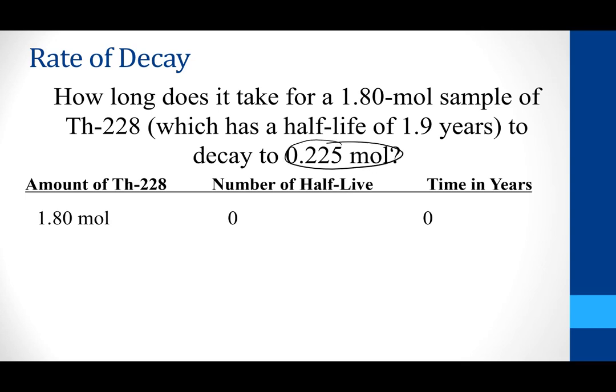0.225 moles. So we're going to let 1 half-life go by. That's going to be 1.9 years. And the definition of a half-life is that this 1.8 moles is going to be cut in half. So 1.8 divided by 2, we get 0.90 moles. Okay. And we just continue this process until we hit our goal.